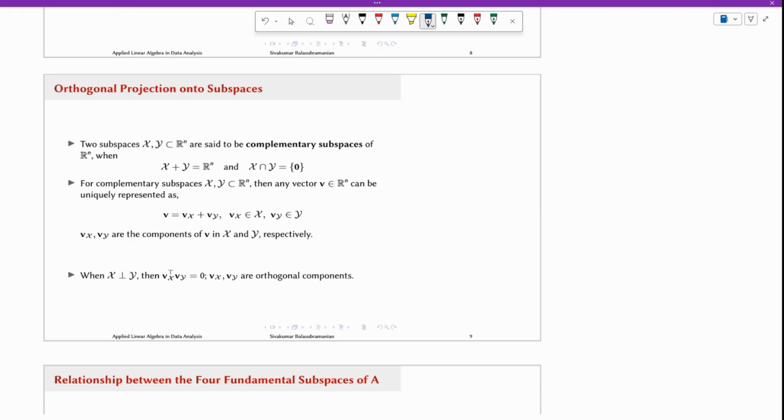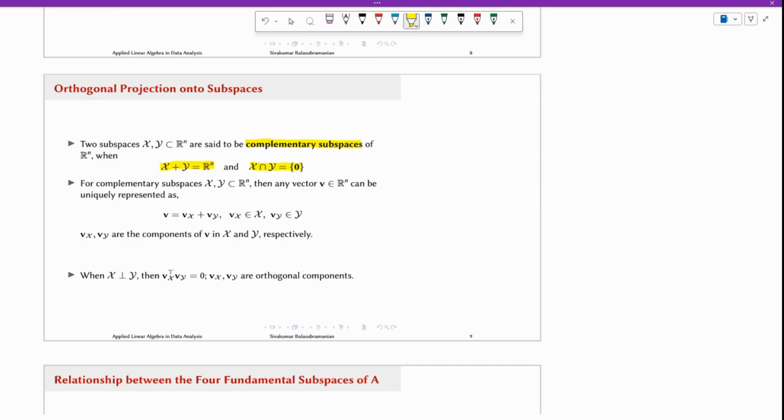Now we come to another important idea. We've already seen what complementary subspaces are. What are complementary subspaces? You should be able to say it in words. Complementary subspaces are subspaces such that if you add the two subspaces, you get the original parent space, and their intersection is only the zero element. There is nothing common between them.